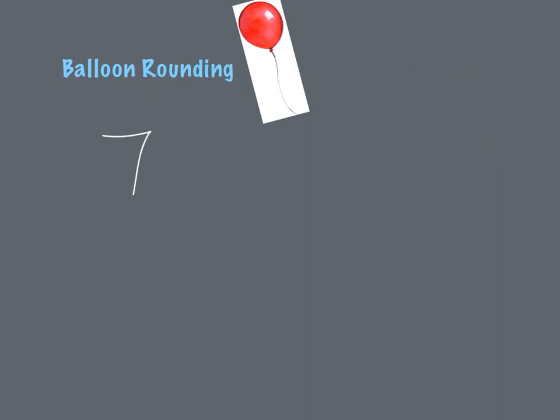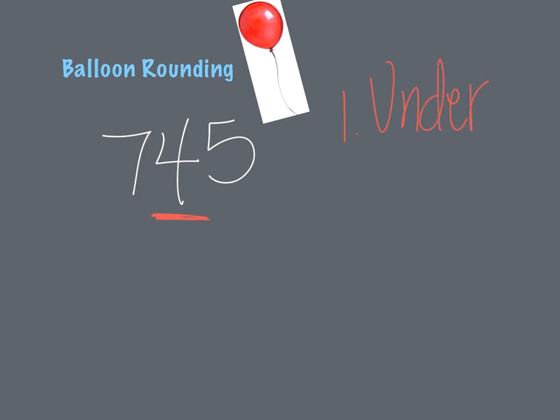Let's say, for example, your number is 745, and they told you to round to the nearest 10. Okay, your first step, underline. You are going to underline where it tells you to round. If it says round to the tens, that's where you underline. If it said round to the hundreds, that's what you would underline. So step one is to underline. And here I'm underlining the 4 because the 4 is in my tens place.